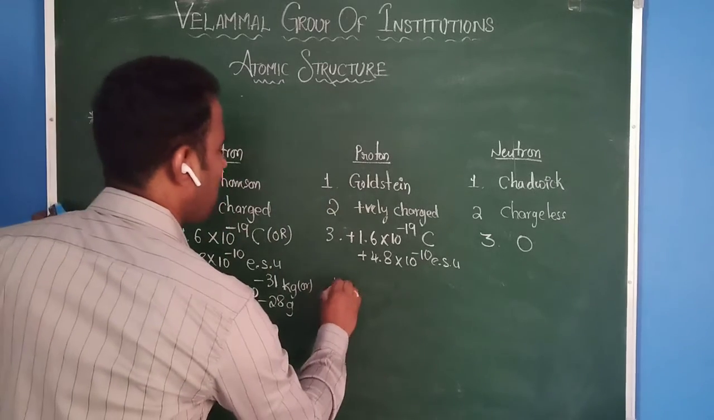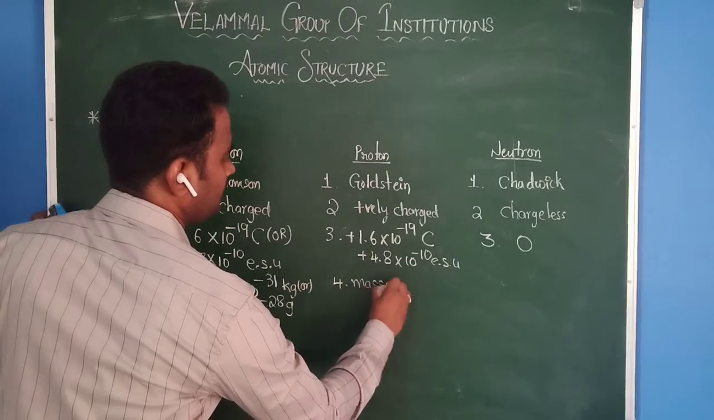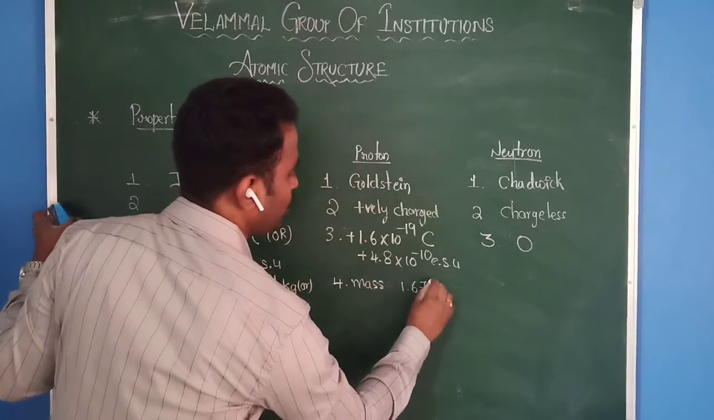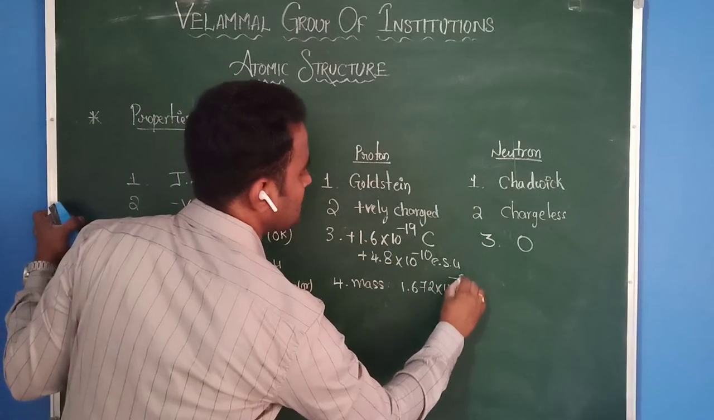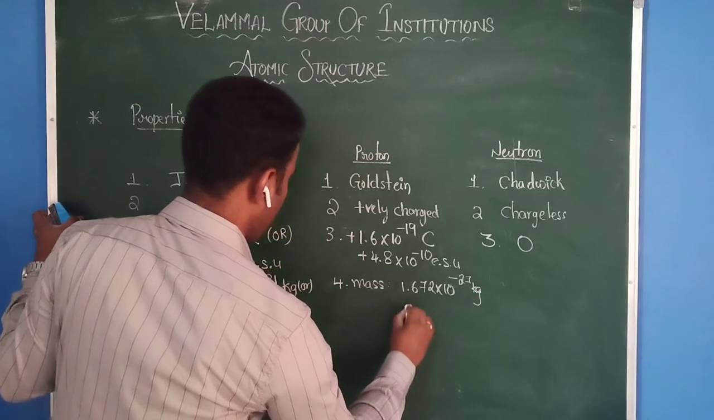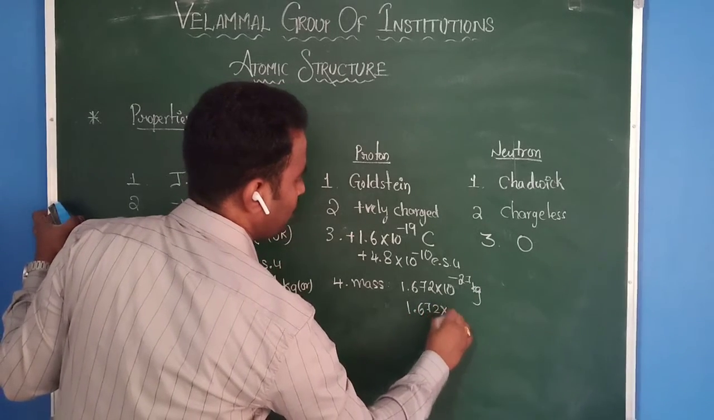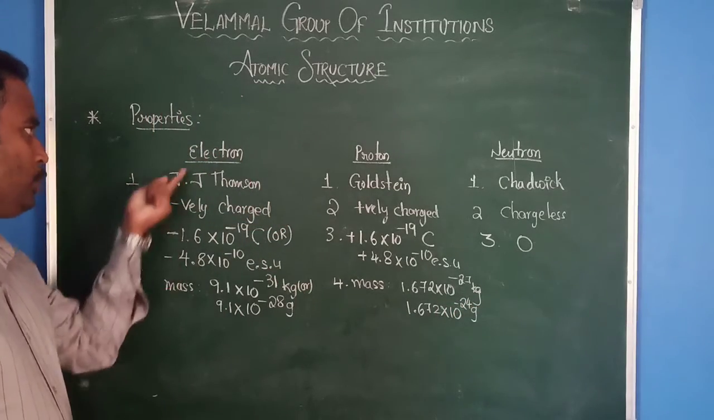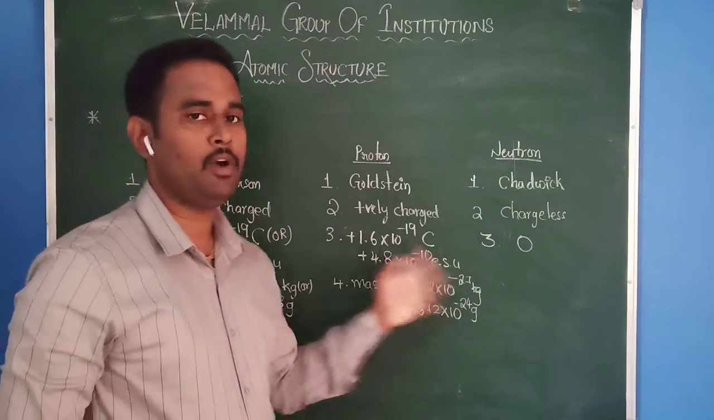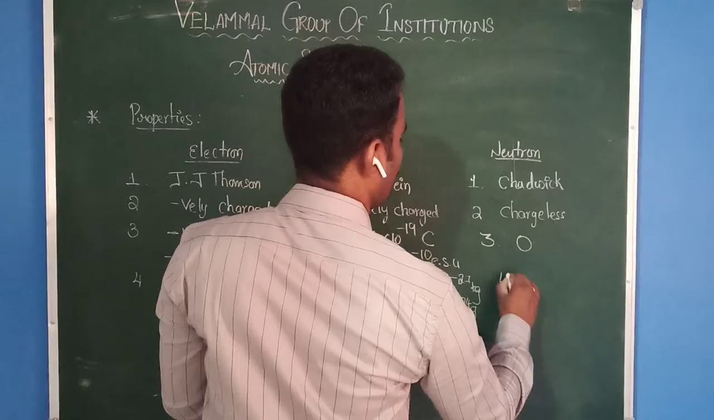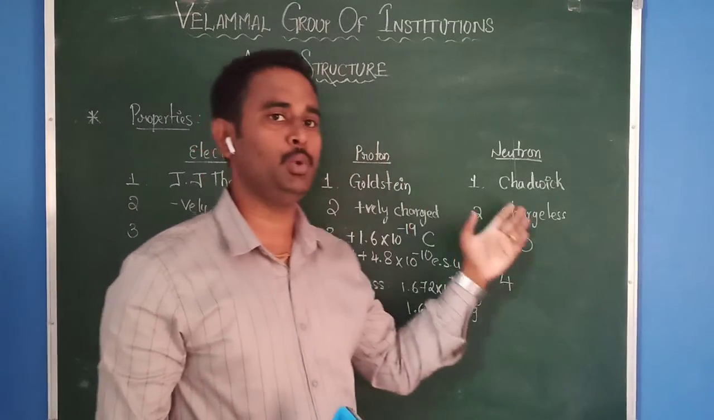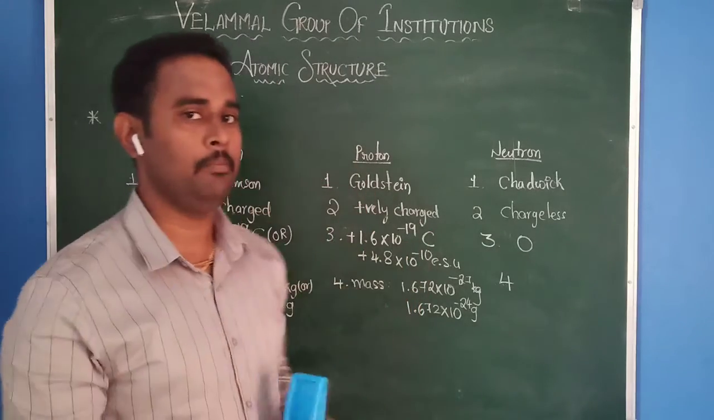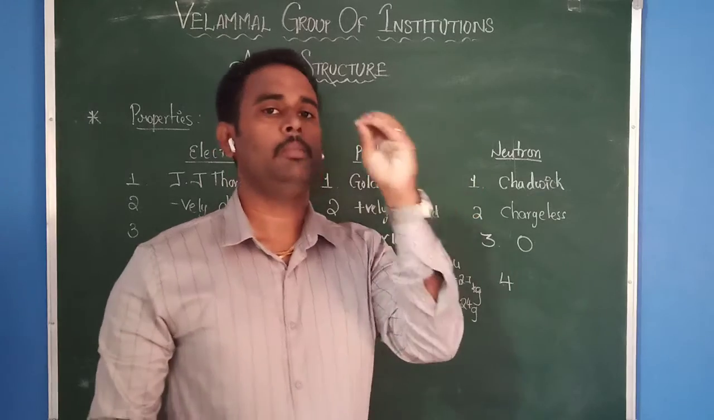Now let us see the mass of the proton. It is 1.672 into 10 power minus 27 kg or 1.672 into 10 power minus 24 grams. That means when compared to the electron mass, proton mass is somewhat more. Then think about the neutron. Actually, the mass of the proton and neutron is similar. Nearly equal, but not the same. When compared to the proton mass, neutron mass is somewhat more.